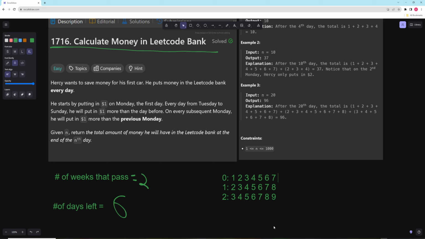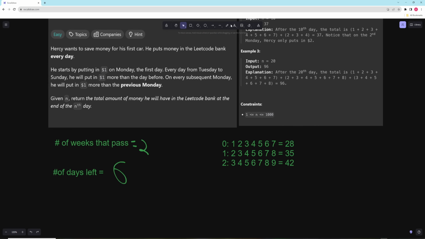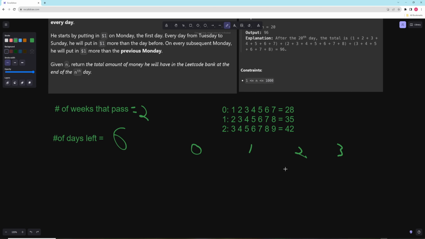So let's take a look at the totals here. For this one the total is 28, since 1 through 7 sums to 28. This total is the same as the previous total, but since every number is 1 higher, it's going to be 28 plus 7, so 35. And this is going to be 42. So basically we can write this down for a week: week 0, week 1, week 2, week 3. Our total for an entire week is going to be 28, 35, 42, 49, and so on.